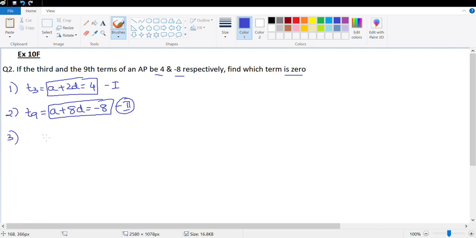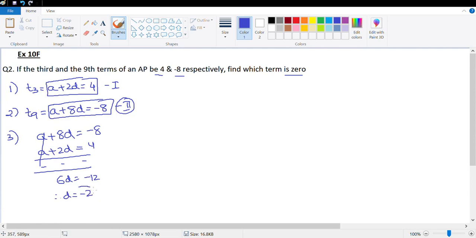So I notice that the coefficients of A are already equal. I need to subtract them now. So A plus 2D is equal to 4. When I subtract, the sign changes. This gets cancelled. 8D minus 2D, that's 6D. And this is equal to negative 8 minus 4, that's negative 12. Therefore, D is equal to negative 2. So we've got the value of D as negative 2.